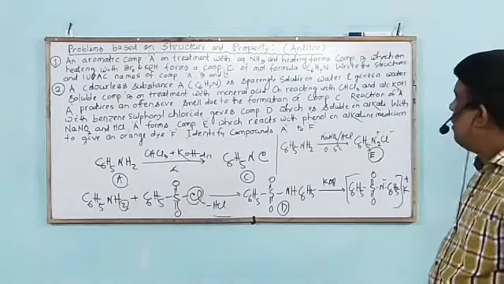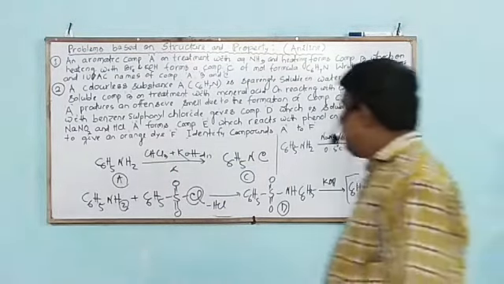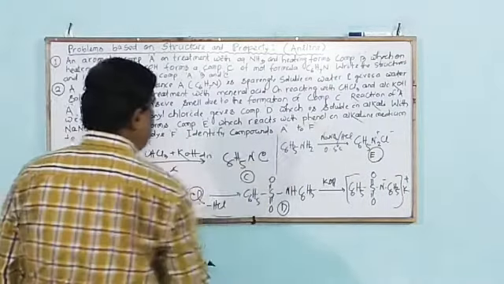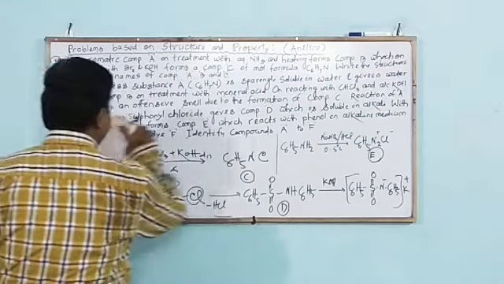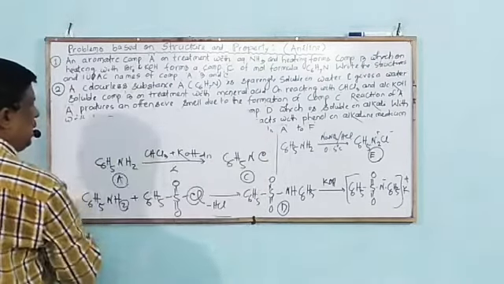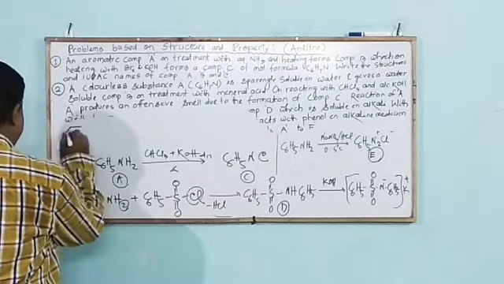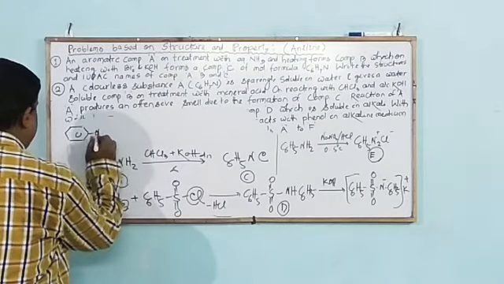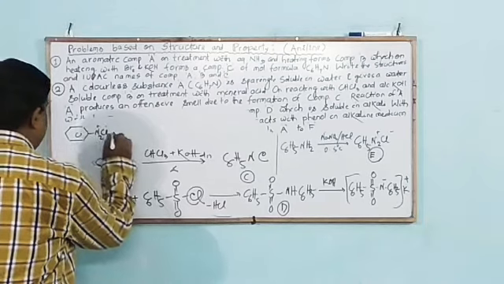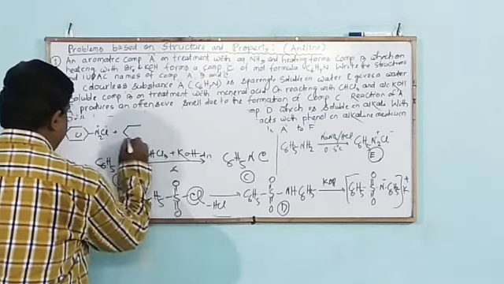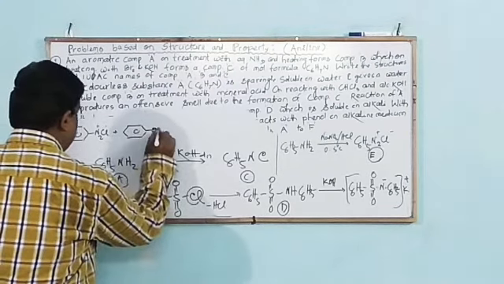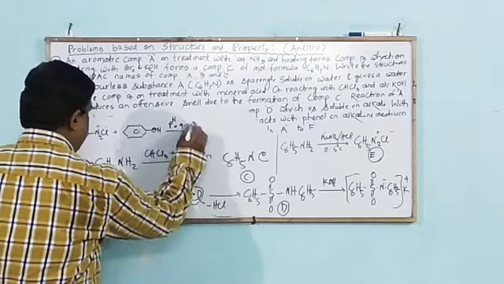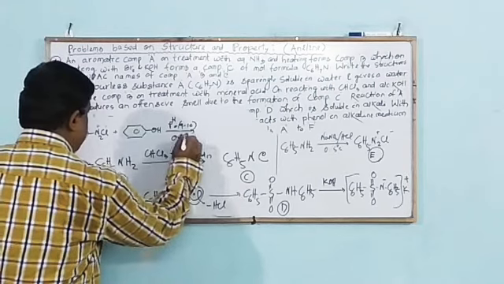Mark that. When benzene diazonium chloride reacts with phenol in alkaline medium, mark that. Benzene diazonium chloride, C6H5N2Cl, treated with phenol in alkaline medium, pH equal to 9 to 10, at 0 to 5 degrees centigrade.